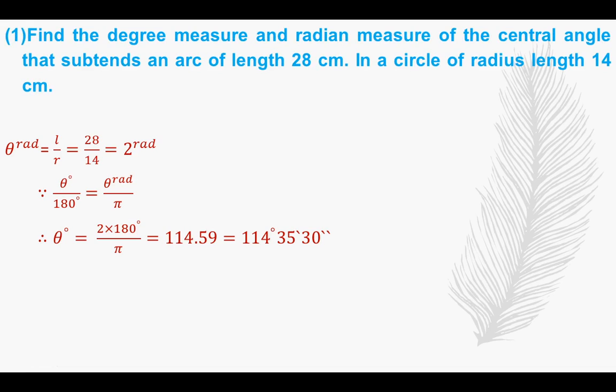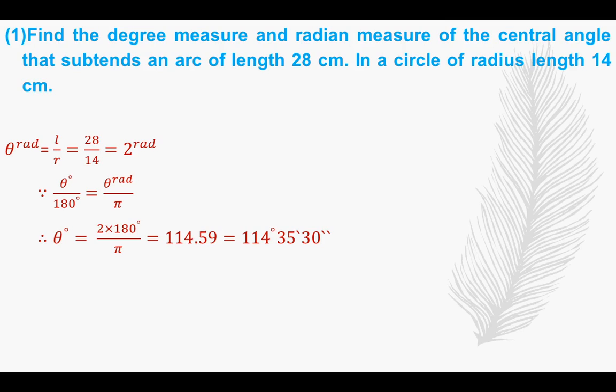Find the degree measure and the radian measure of the central angle that subtends an arc of length 28 centimeters in a circle of radius length 14. Okay, let's solve it first together.